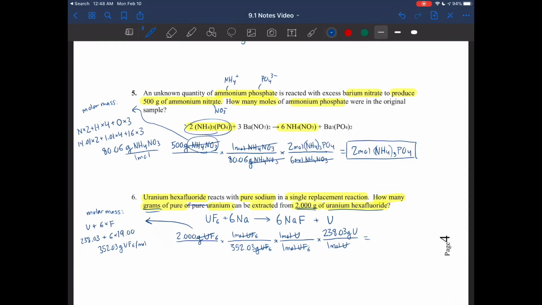That was 238.03 grams in each mole of uranium. So we have set up our problem, and now we can calculate it. That is going to be 2 divided by 352.03 times 238.03, and we should get about 1.352 grams of uranium.